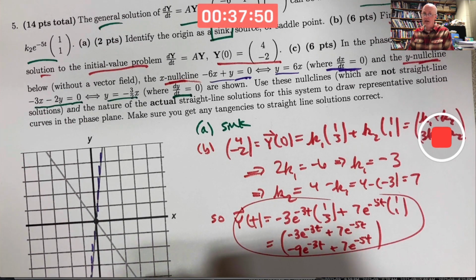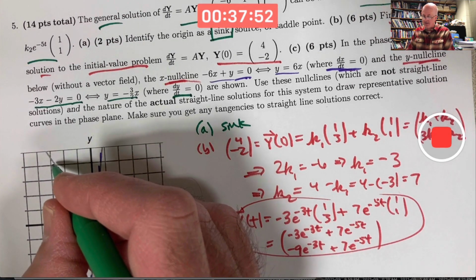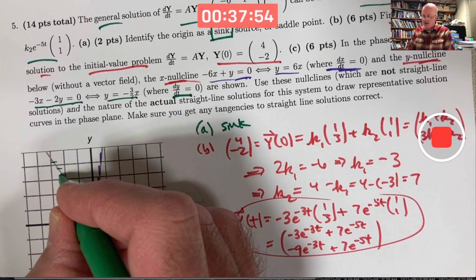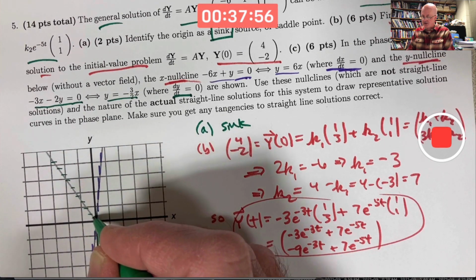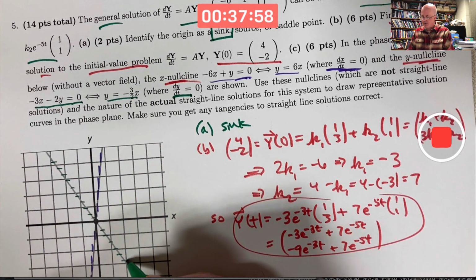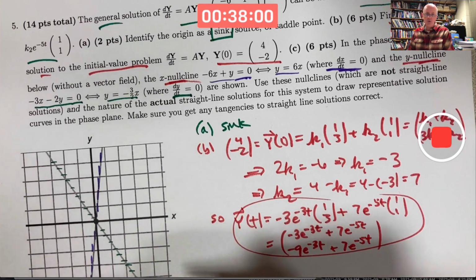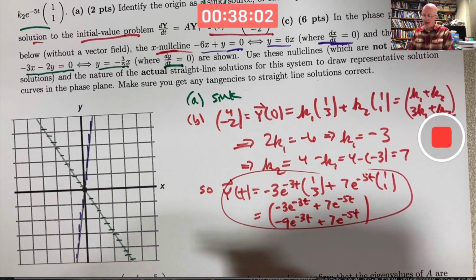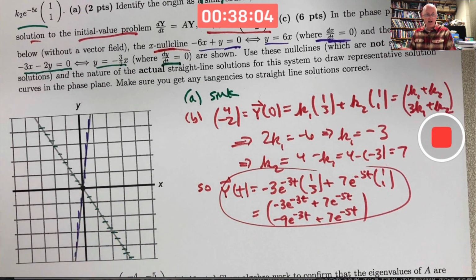The vector field has horizontal vectors on that line. Solution curves have to cross with horizontal tangents. The velocity vectors of solution curves have to be horizontal as they touch that line. Again, it's not clear if they're moving left or rightward. We have to figure that out still.